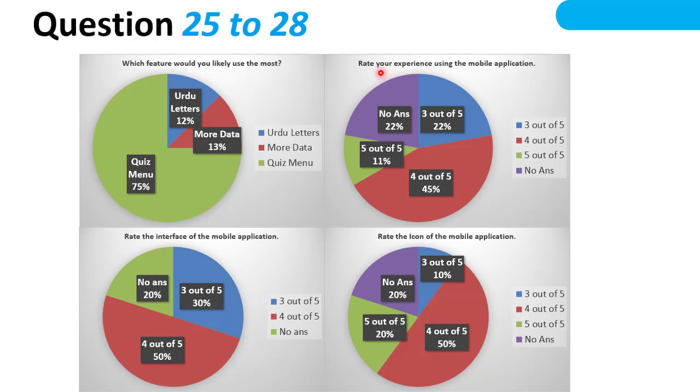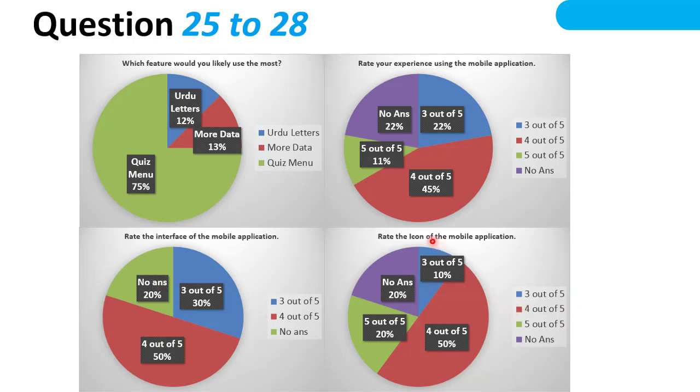After that, rate your experience using the mobile application. The rating was 3 out of 5, 4 out of 5, 5 out of 5, and 22% people didn't answer. 11% say 5 out of 5, 4 out of 5 was 45%, and 22% rated 3 out of 5. Rate the interface of the mobile application: 4 out of 5 was 50%, 3 out of 5 was 30%, and no answer 20%.